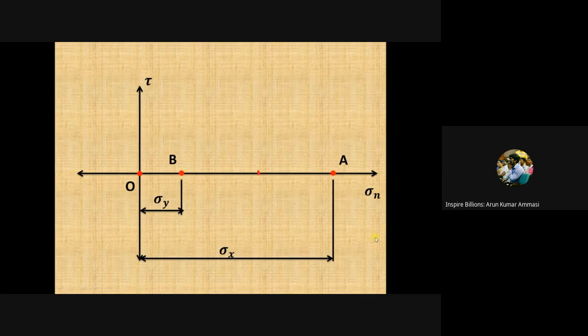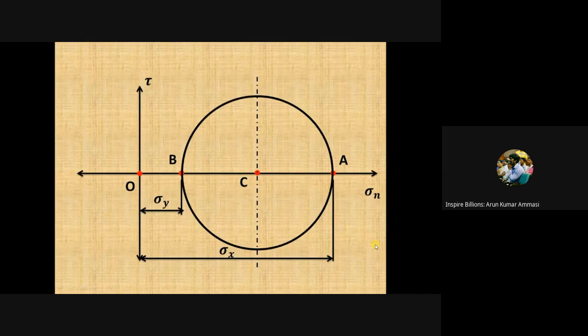With the midpoint of AB, that midpoint is denoted as C, and with this C as the center and CA or CB as the radius, they draw a circle, and this circle is called the Mohr circle. And in order to find stresses at any plane using this drawn Mohr circle of that particular material, we can find it graphically just by following the procedure.